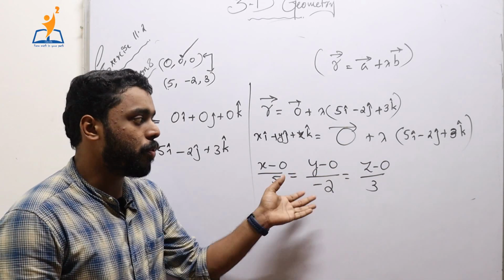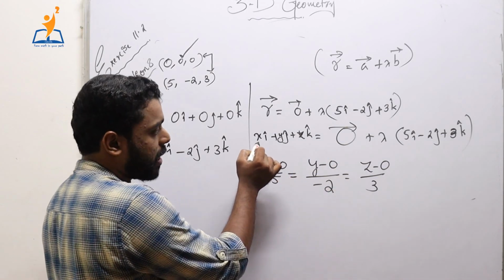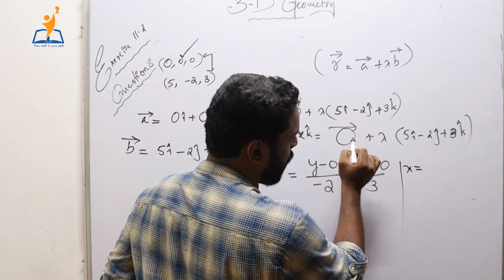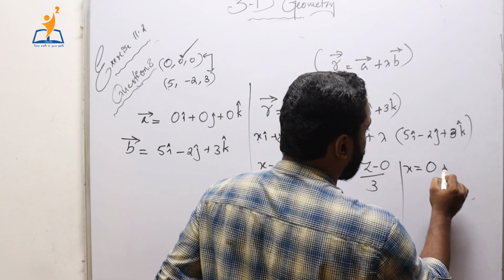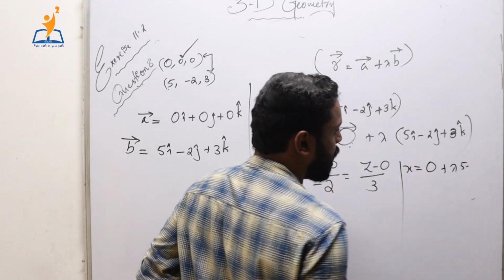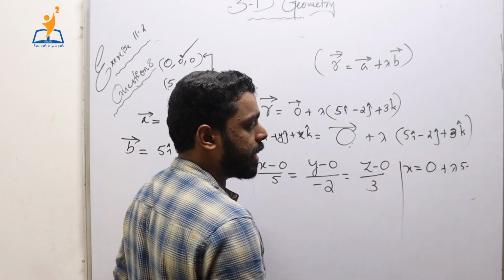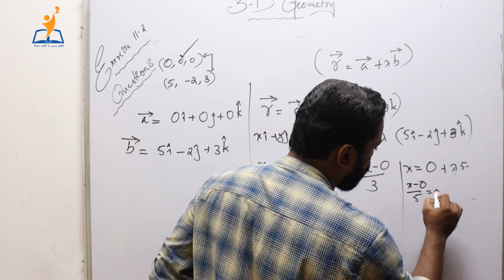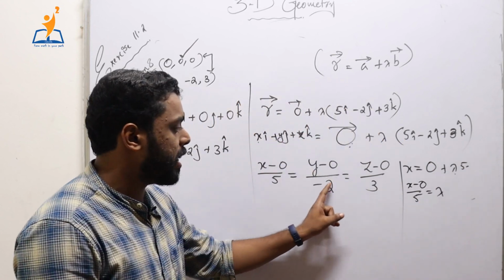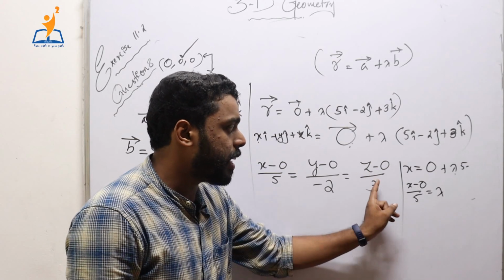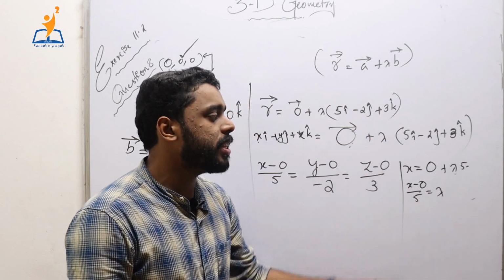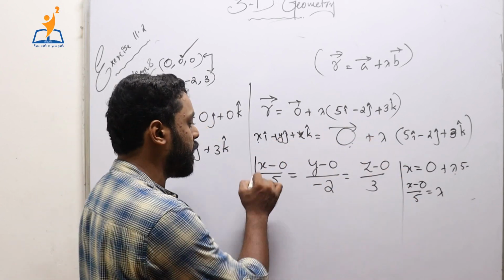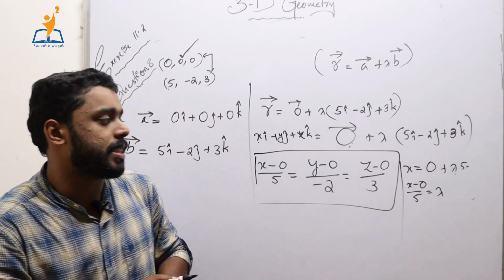How can we obtain this? See, the first component is x is equal to 0 plus lambda into 5, as the coefficient of i cap. Now we want lambda, which means that (x minus 0) divided by 5 is equal to lambda. Similarly, we can obtain (y minus 0) by minus 2 is equal to lambda, and (z minus 0) by 3 is equal to lambda. Since all these quantities are equal to lambda, we can equate all these left hand sides to get the Cartesian equation. So this is as simple as that.